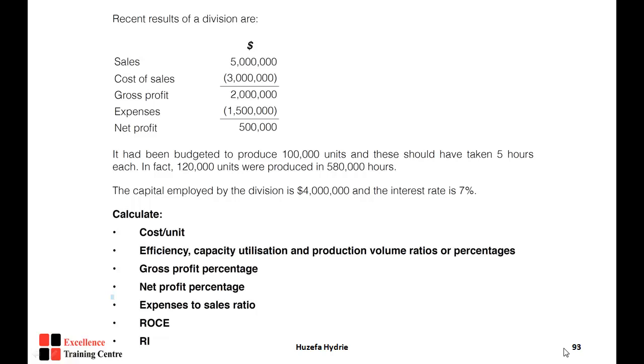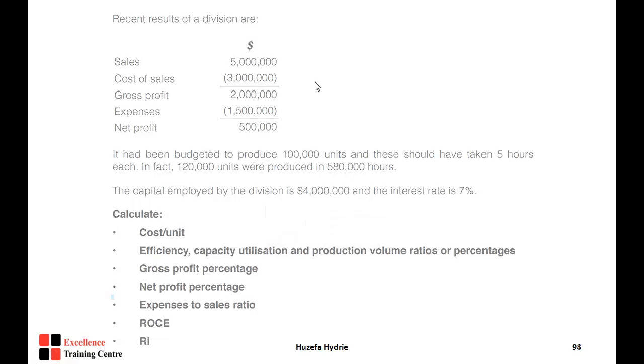So we need to calculate first of all cost per unit. When we talk about cost per unit, we have two different costs over here, right? That is cost of sales and expenses. The total is 3 million and 1.5 million.